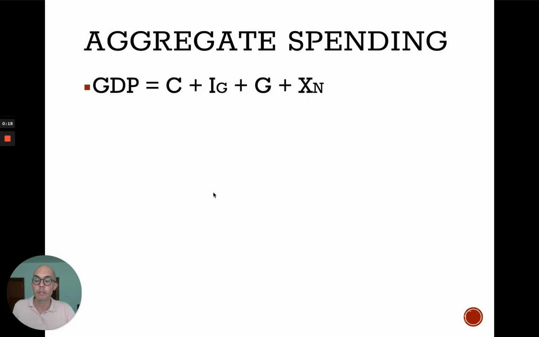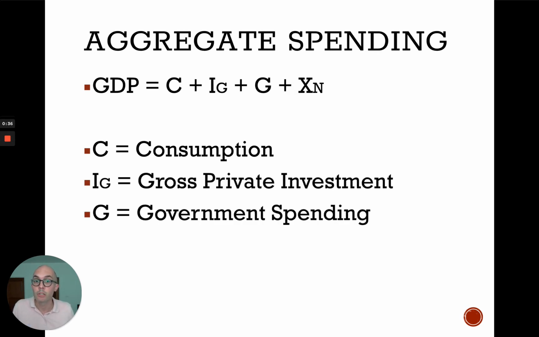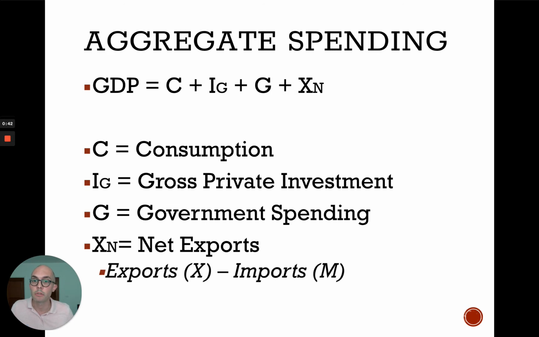So, first thing, GDP equals C plus IG plus G plus XN. You need to memorize this formula. We will use it again and again and again. And I'll go through and define what each of these is, and we'll go in further detail in later slides. So C is consumption, the IG is gross private investment, G is government spending, and XN is net exports. And if you remember from before, net exports is equal to exports minus imports.